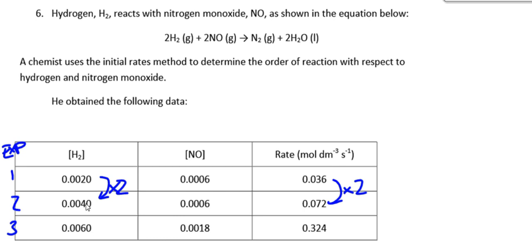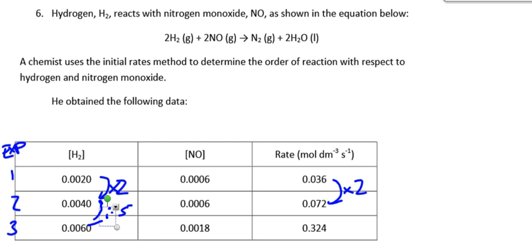Now it's done that tricky thing again where it's not kept any of these hydrogens constant, so it's very difficult to work out what the NO situation is. I'm just trying to think which ones I might like to use. Let's use 2 and 3. So between 2 and 3 here, 6 over 4 equals 1.5, so this has got an increase of 1.5.